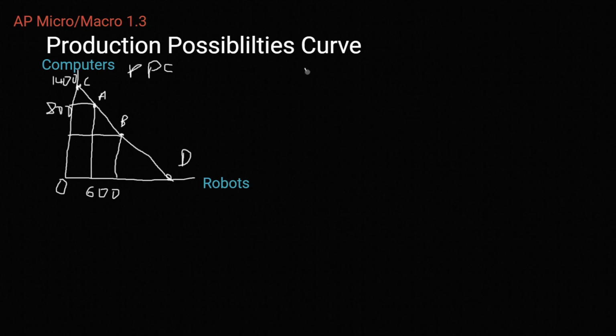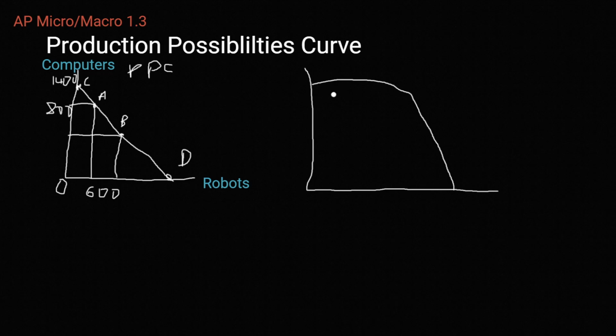Next is the idea of increasing opportunity costs. So these are the two types of production possibilities curves you will have. And so this is a bowed out curve. That was kind of bad. Let's, there we go.